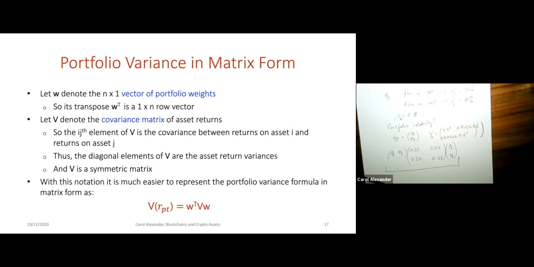The V is a symmetric matrix, meaning that the covariance term, i.e. correlation times the two standard deviations, is the same in both places, and the diagonal elements will be the variances, and then the W is the vector of portfolio weights.